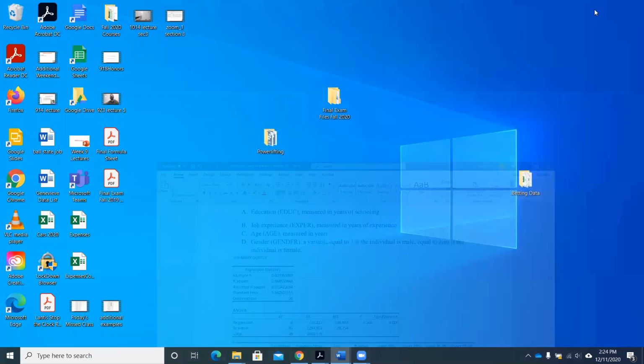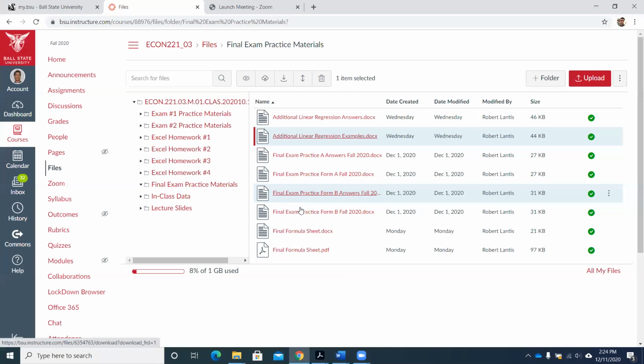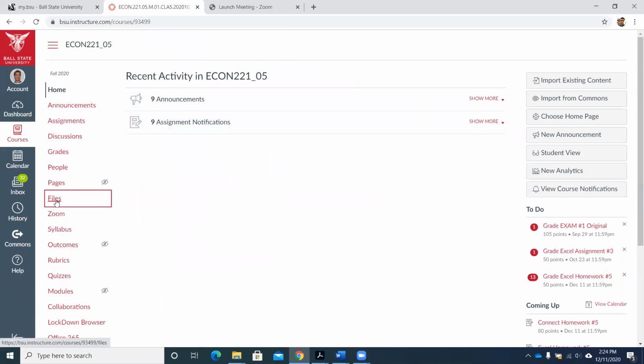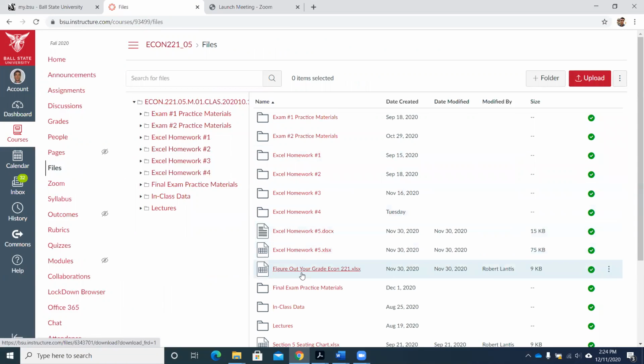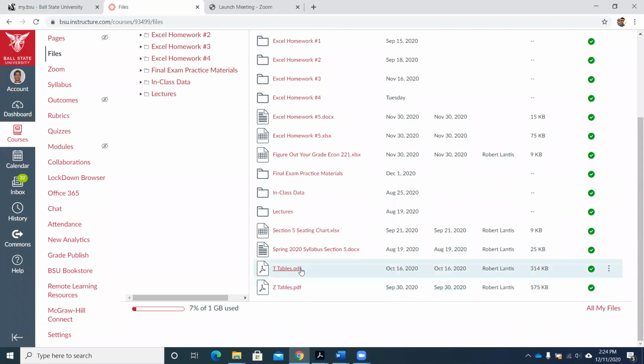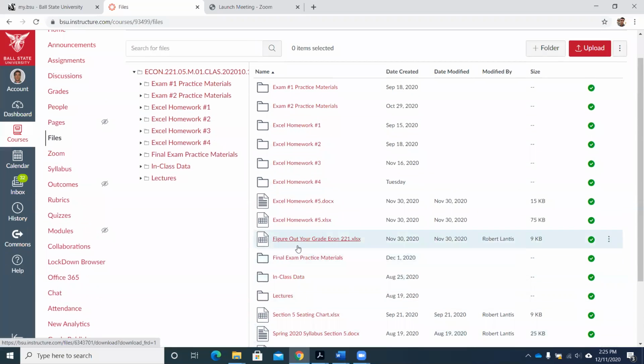So I want to talk a little bit about the exam. First and foremost, that formula sheet is under this final exam practice materials. Actually, I'll go to our section so you can see. So here's the files tab. The first things that you could be using are the student t and the standard normal distribution tables. So those files are right here. You can open those up prior to the exam.